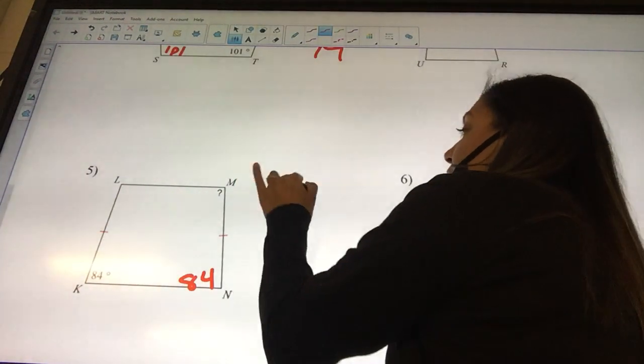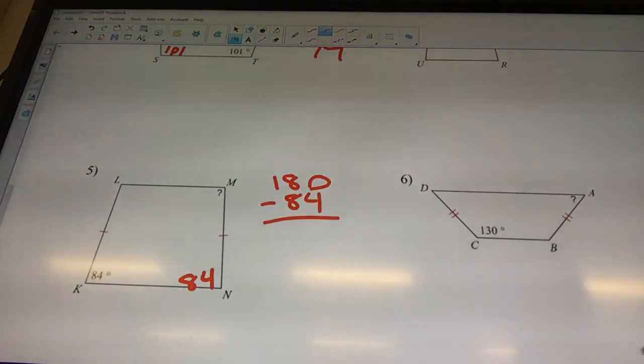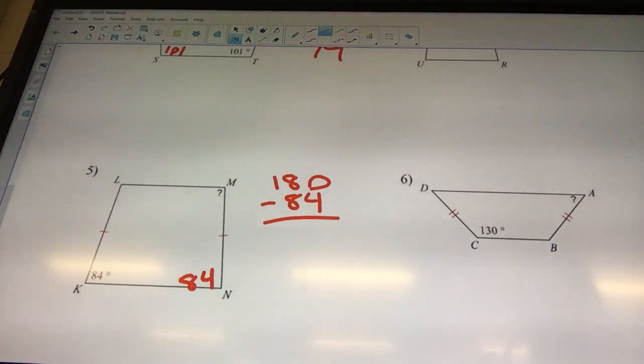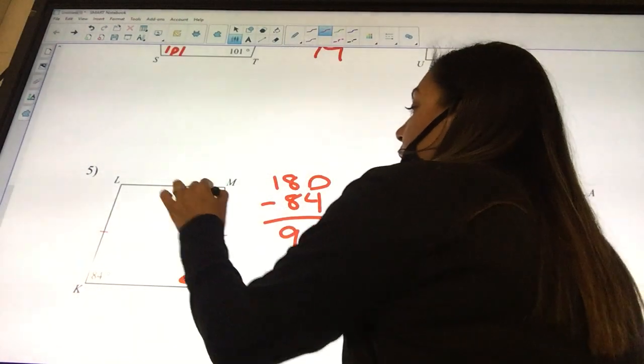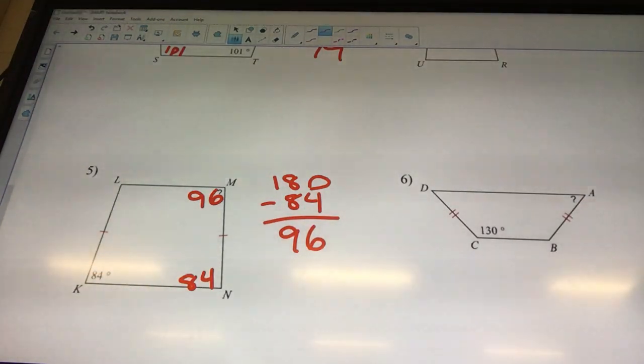So you're going to say 180 minus 84, and what do you get? 96. Okay, and so this one is 96. So far, what are you noticing about the pattern? Okay, look at all 3 problems, because there is a foolproof way to tell what's going on with these.